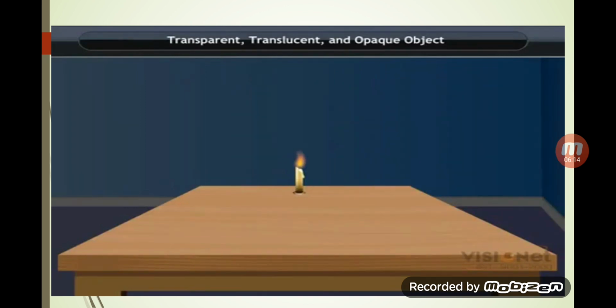So my dear students, it is very clear from this animation what is transparent, what is translucent, and what is opaque. So whenever the question is asked in your examination, I think you will be able to give the answer in your own words.